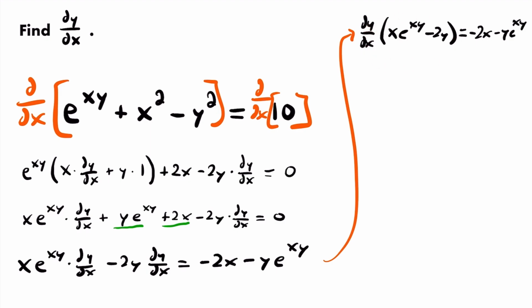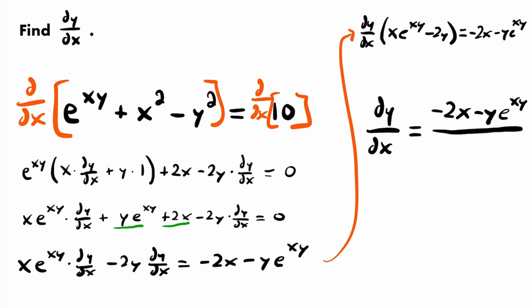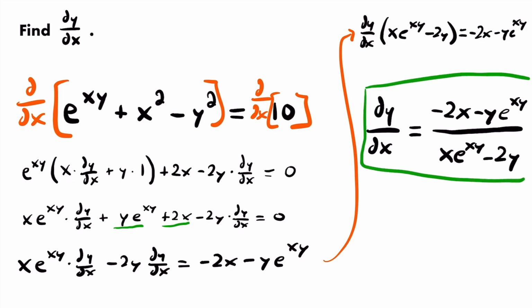So let's do that. If we divide both sides of the equation by x times e to the power of x times y minus 2y, we will have that dy dx is equal to negative 2x minus y times e to the power of x times y divided by x times e to the power of x times y minus 2y. And that's it. That right there is the derivative dy dx of this implicitly defined function.